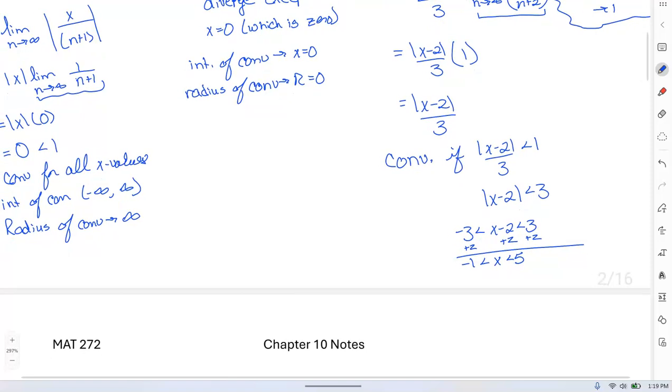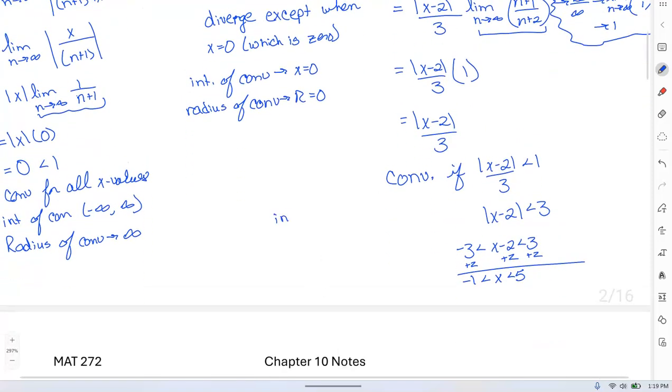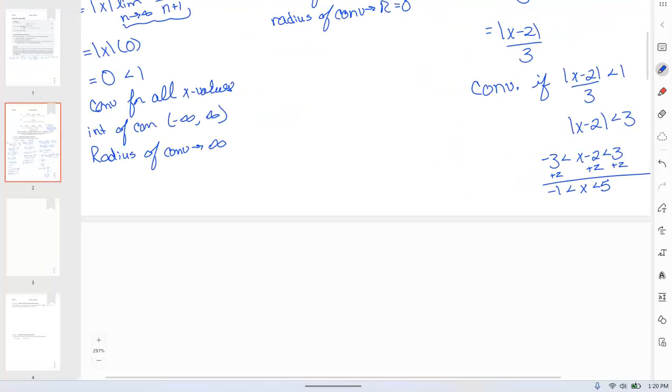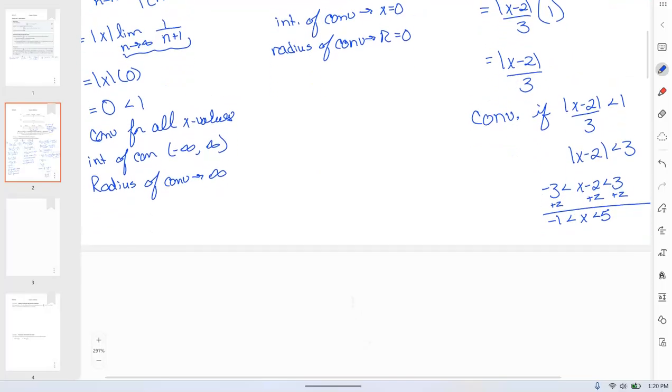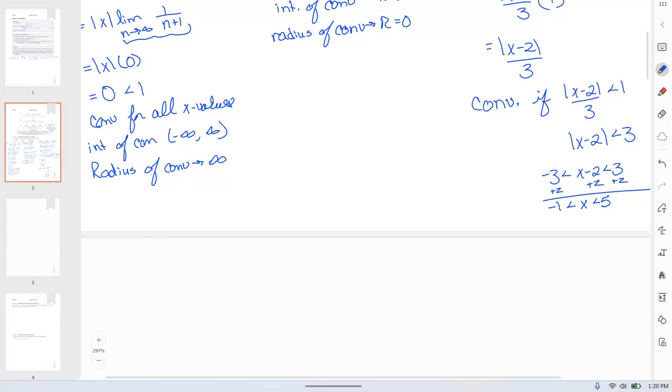So our interval of convergence for this one is, well, we know it's negative 1 to 5, but now we really need to test the endpoints. So I need to insert a new page so I have more room. We know everything between negative 1 and 5 is going to force convergence, but we really don't know anything about the endpoints, so we have to test those endpoints separately. So what does that mean? That means we're going to plug in -1 and then we're going to plug in 5 into that series.